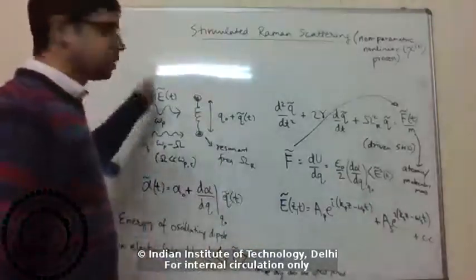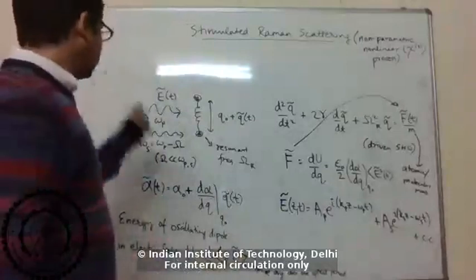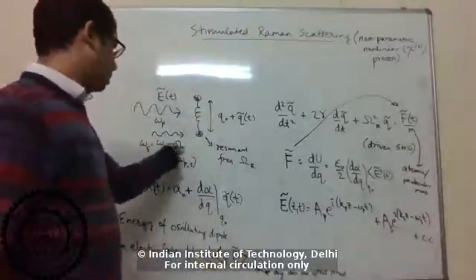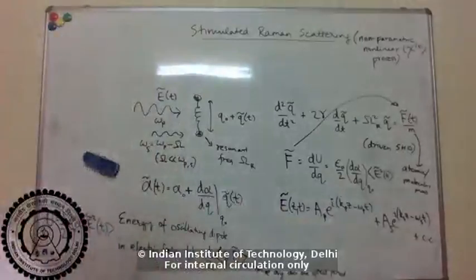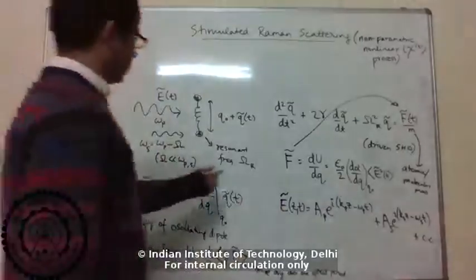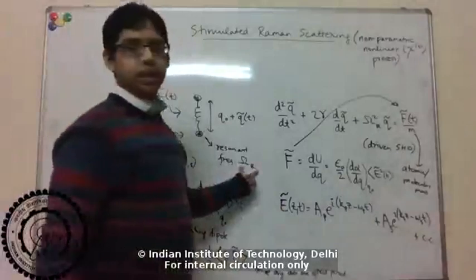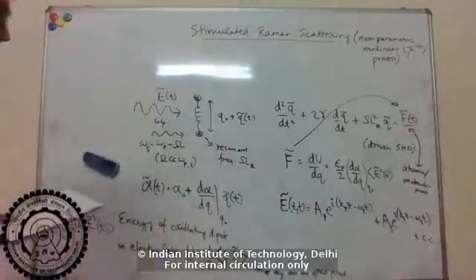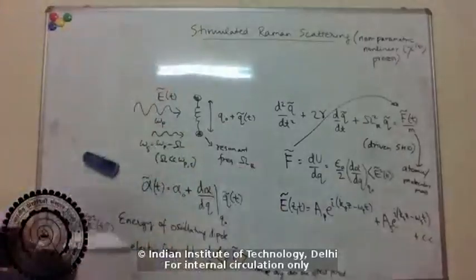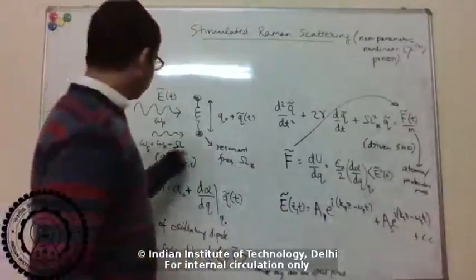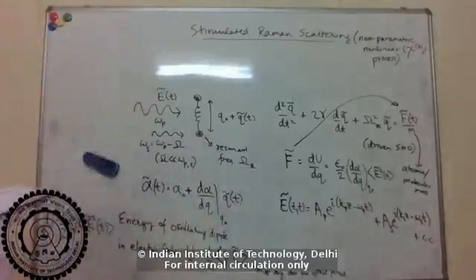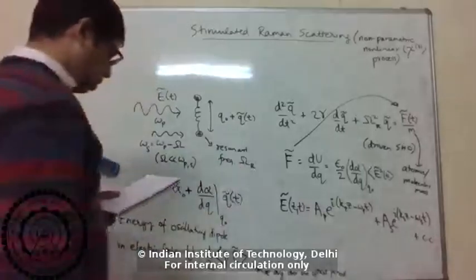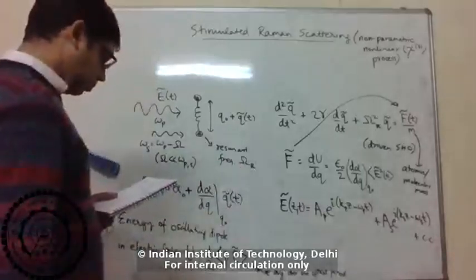So these absolute frequencies are in hundreds of terahertz for optical waves, right? And this omega, let's say, is in the few terahertz range, because this resonant frequency here is in that range. Of course, we'll see that the coupling is strongest when this omega is equal to omega r.